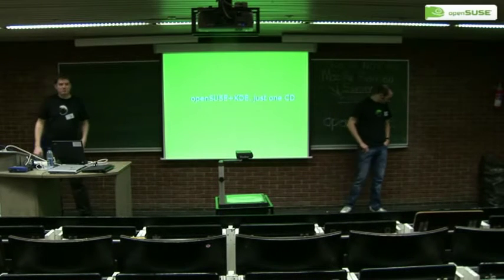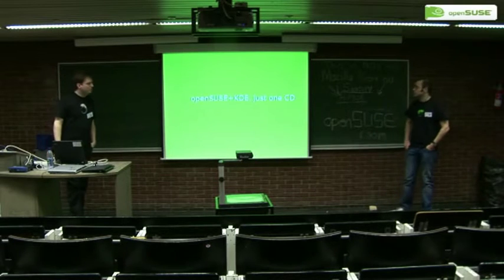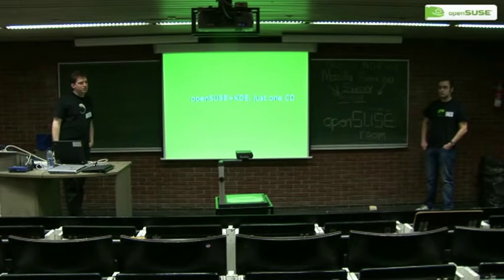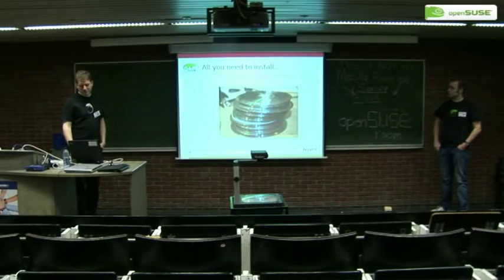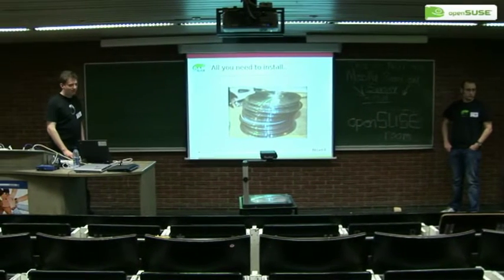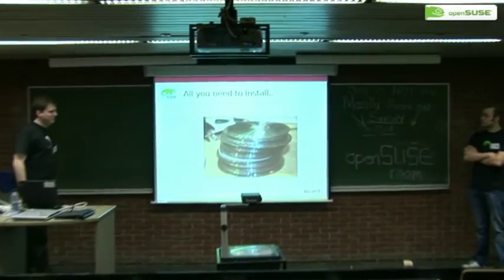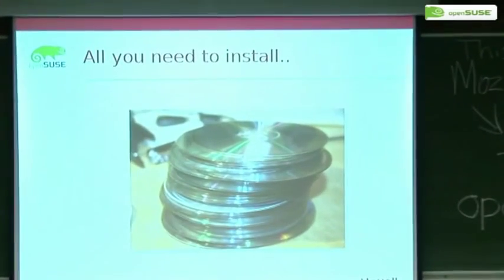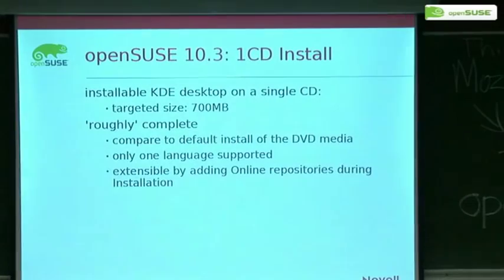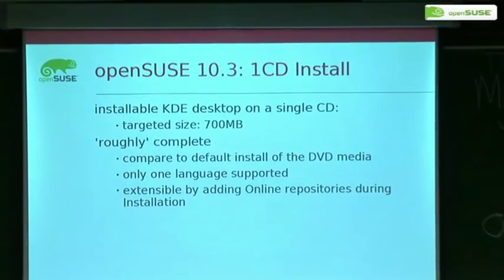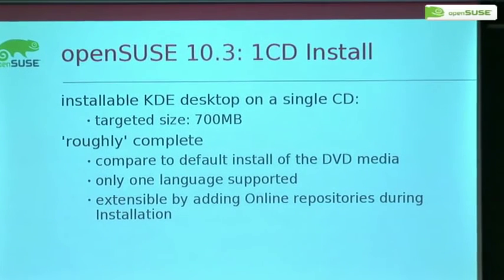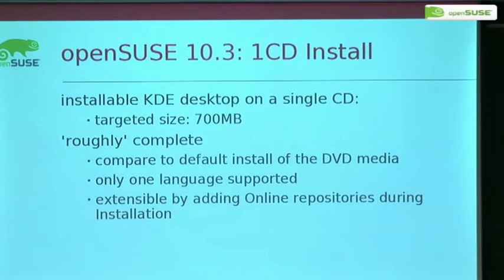What you probably already know if you used the 10.3 version is that we changed the way you have to install openSUSE. Previously you needed a whole stack of CDs to install openSUSE. That's a little bit too much, so we did a one CD install. Our target was to download one CD and get something that is roughly complete. It should be comparable to the default install of the DVD media.